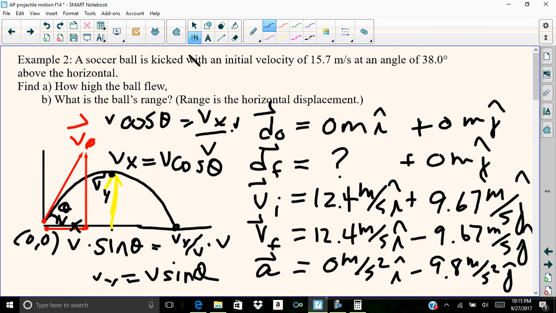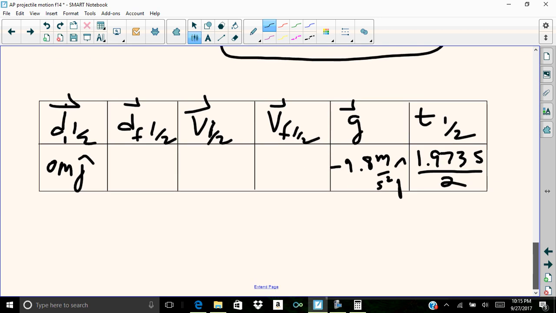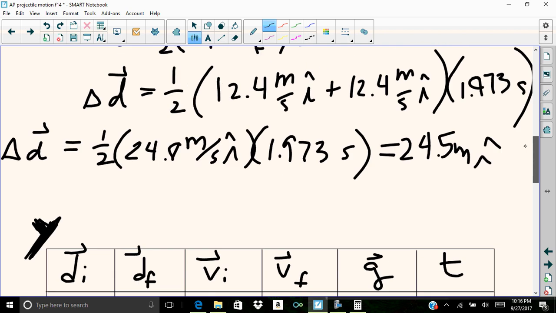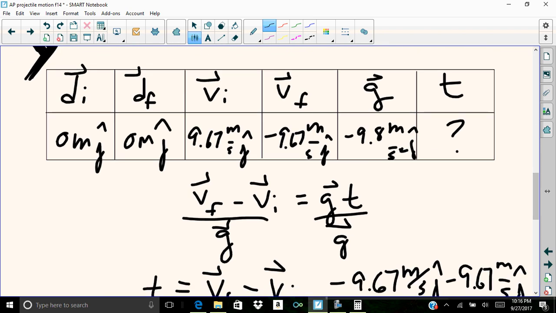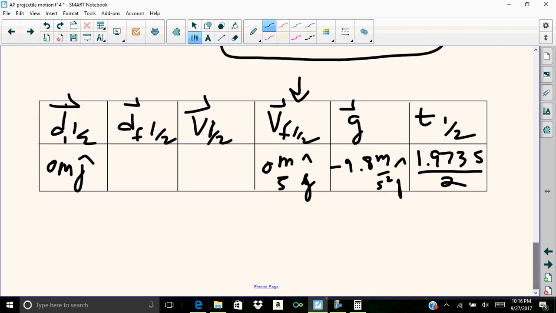Remember, the y direction motion is going straight up and straight down. Yeah, it's going to be 0 for the final velocity. So, for a halfway problem, this is going to be 0 meters per second j hat. Now, what is my initial velocity for the halfway problem? It's still going to be the same as this number here, the 9.67. So it's 9.67 meters per second j hat.